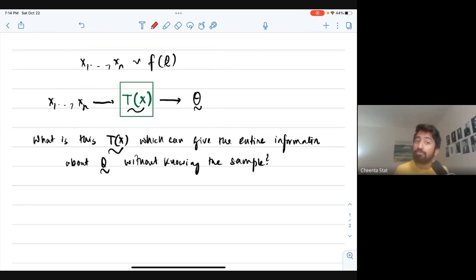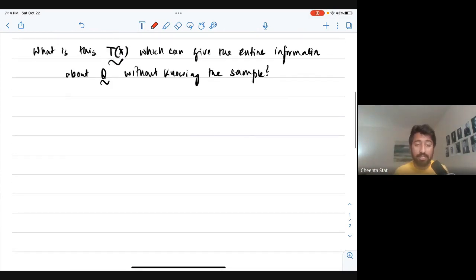The question is, how can you find this? How can you find this entire thing? What is the idea behind it? What is the math behind it? So in our statistics full course going on, we will be learning this in depth. But I will share with you the mathematical modeling of this.